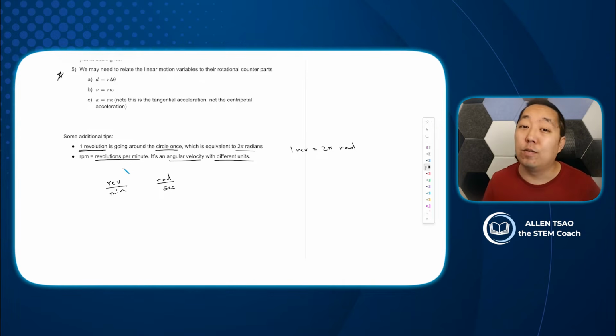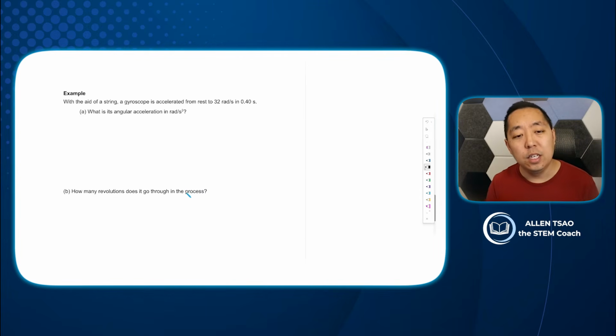I generally will always convert into SI units. So if I see revolutions, I will convert to radians. If I see minutes, I will convert to seconds, just like we normally do if you handle problems with different units. Okay, so let's take a look at this one.